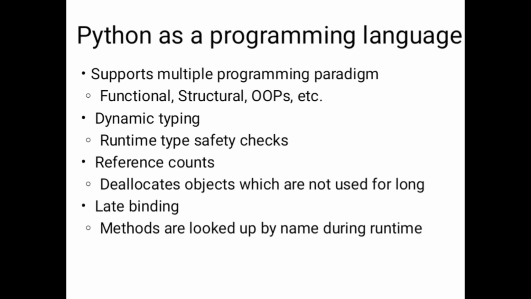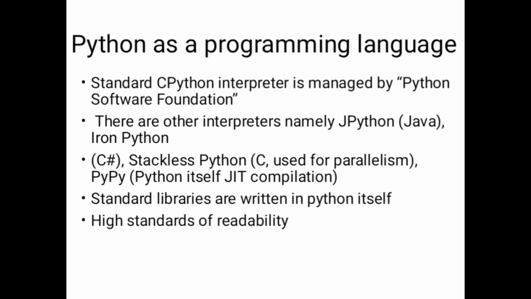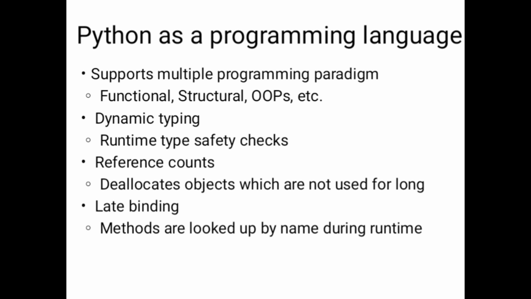Next, Python as a programming language. Python is a high-level programming language with many features that make it powerful yet simple to use. It supports multiple programming paradigms. Python supports functional programming. It uses lambda functions and map or reduce. Next, structural programming that uses loops, conditionals and functions. Then object-oriented programming that supports classes, objects and inheritance.